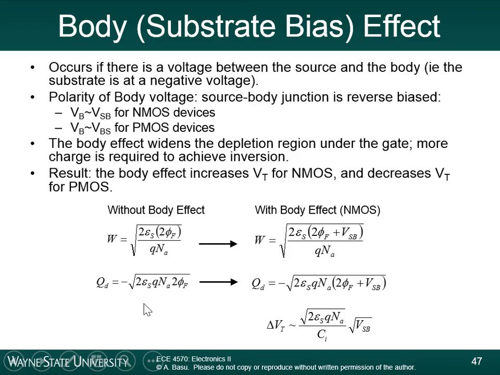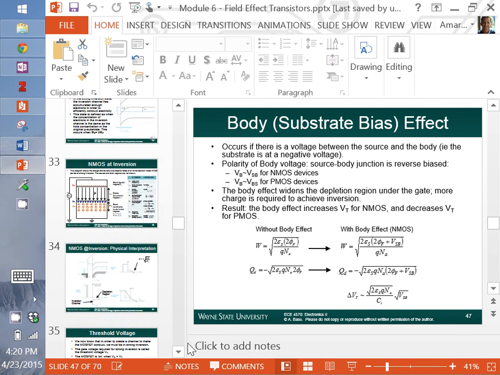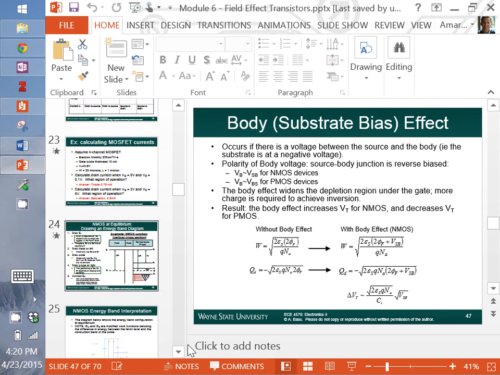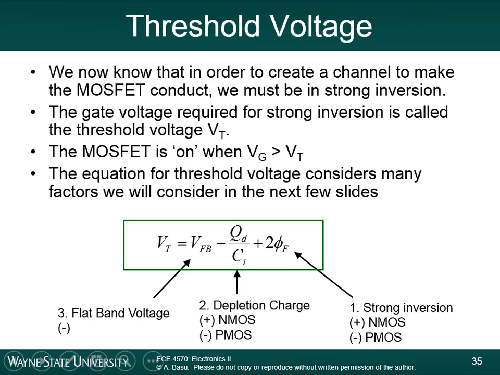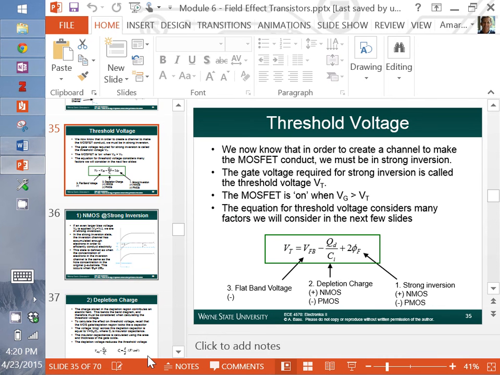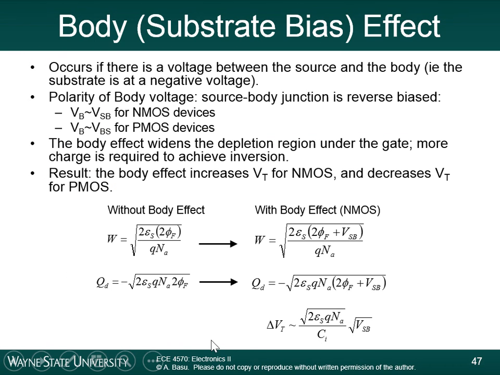So what does the body effect do physically? It affects the depletion charge term. Remember, in the threshold voltage equation, there's this depletion charge term, QD. That QD term depends on the width of the depletion region underneath the gate. That width changes due to the body effect. So this is the width without the body effect, and if you include the body effect, this is the new formula for the width.